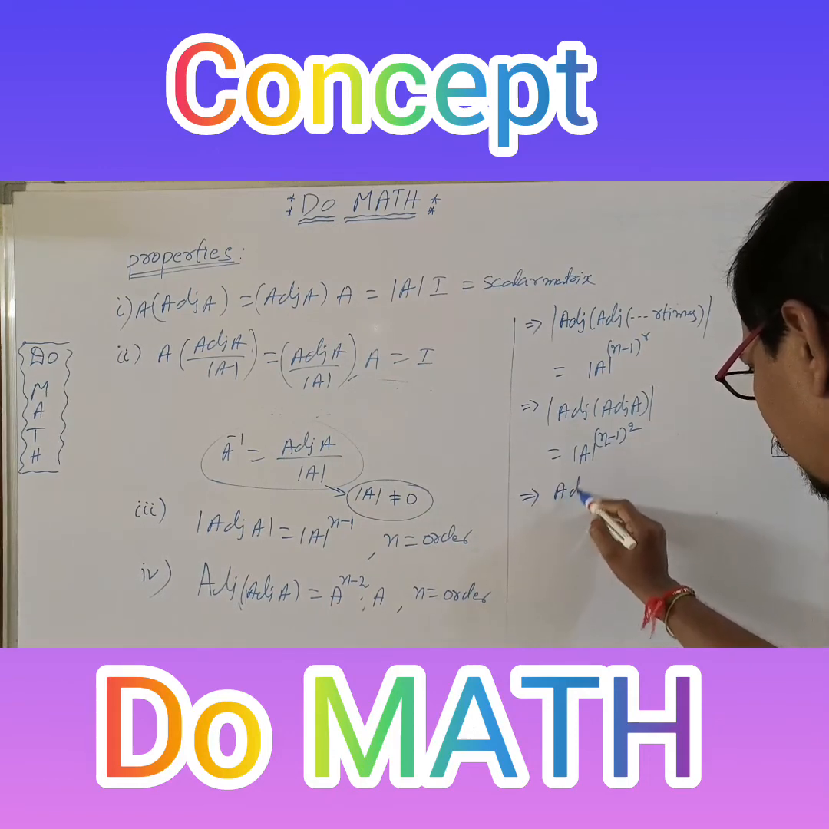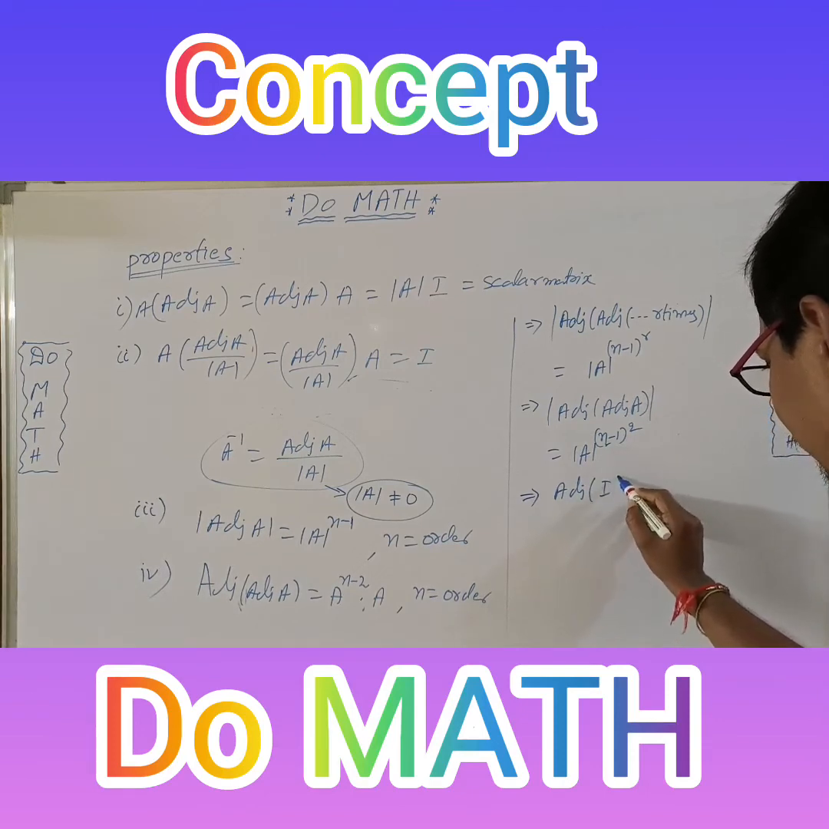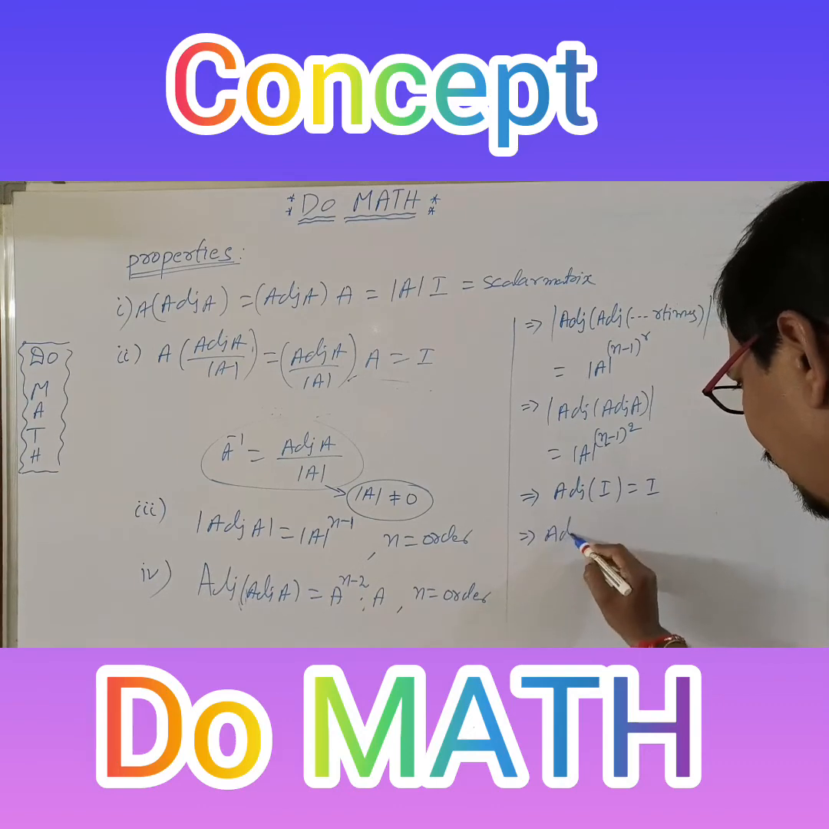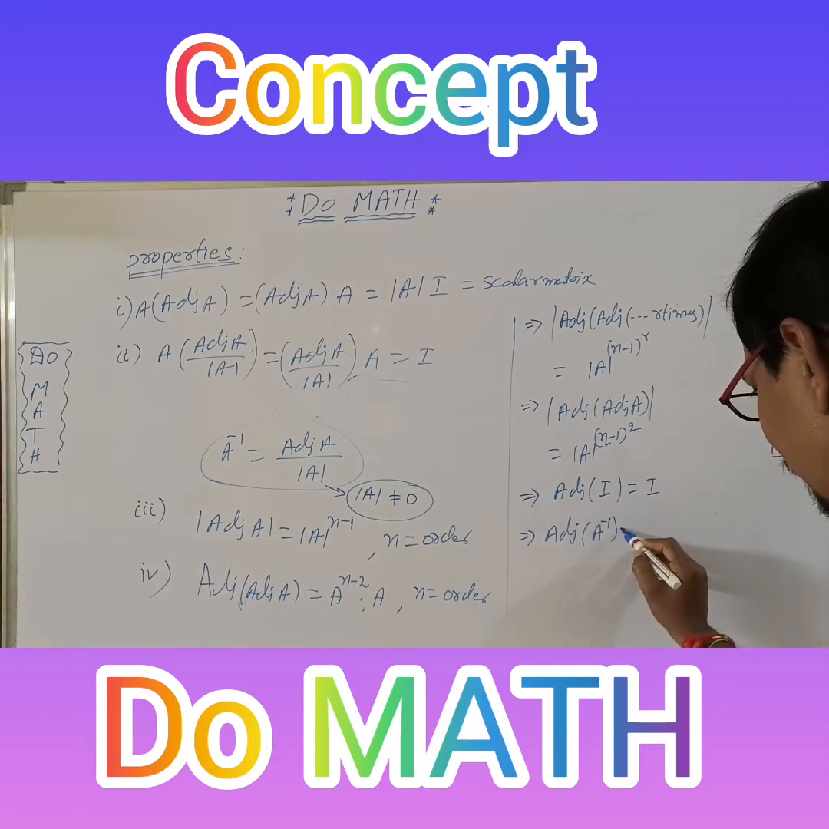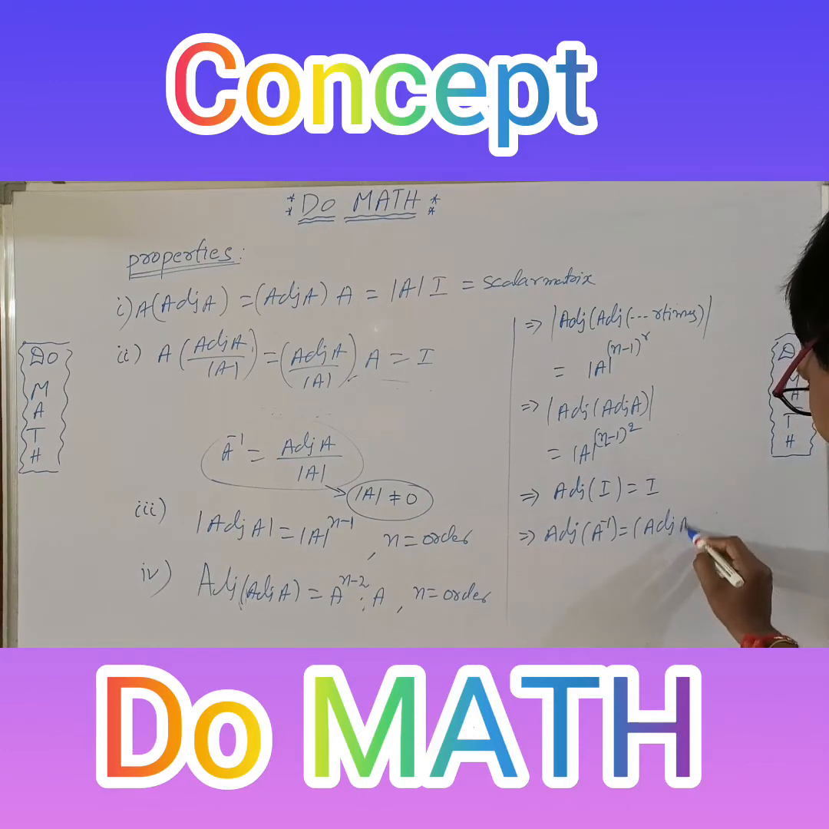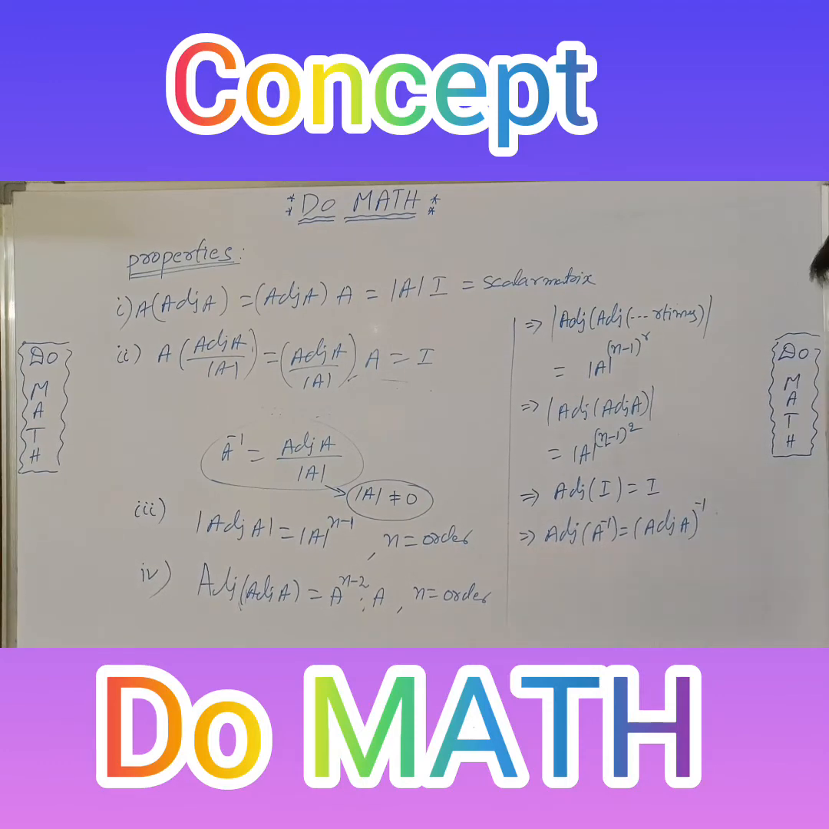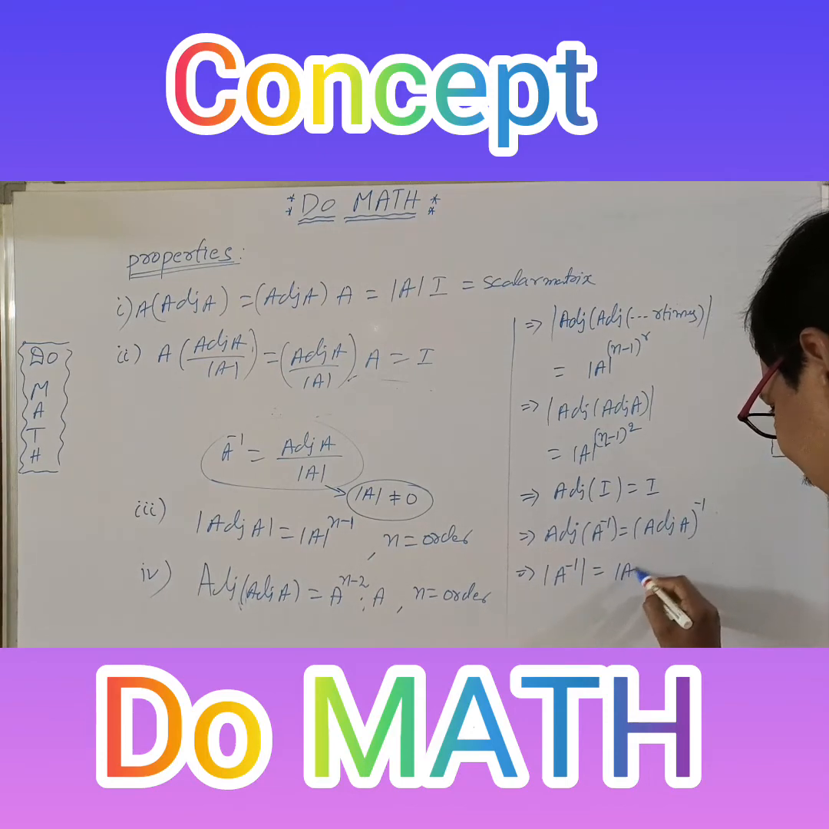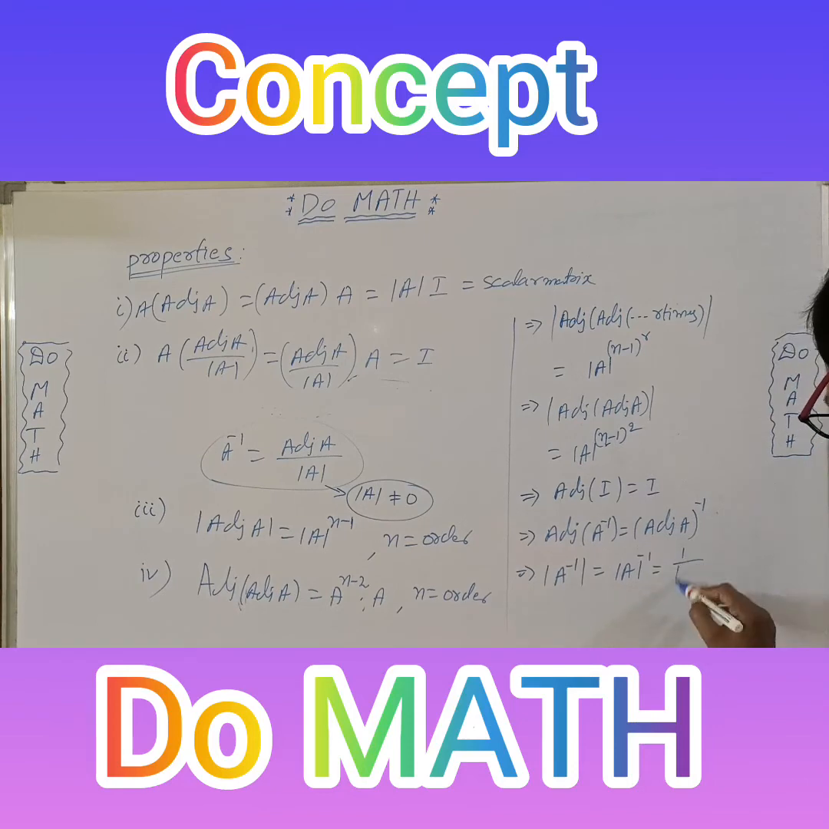And adjoint of identity matrix is again an identity matrix. Adjoint of A inverse, I can write simply, is adjoint A whole inverse. And determinant of A inverse is nothing but det A power minus 1, or it is 1 by det A, because det A is a real number, right? So 2 power minus 1 is 1 by 2. Like that, det A power minus 1 is 1 by det A. That means det of A inverse is 1 by det A. That is one more important point.